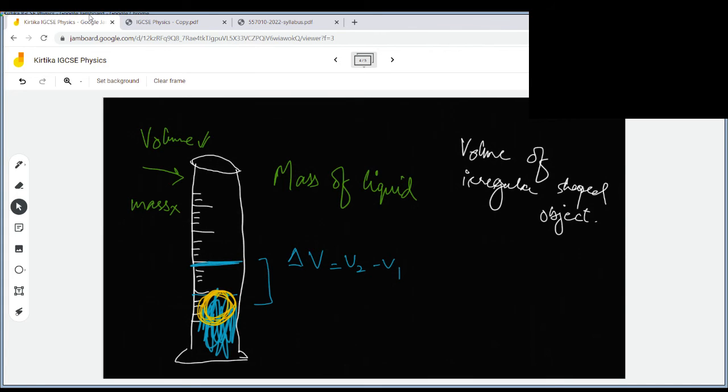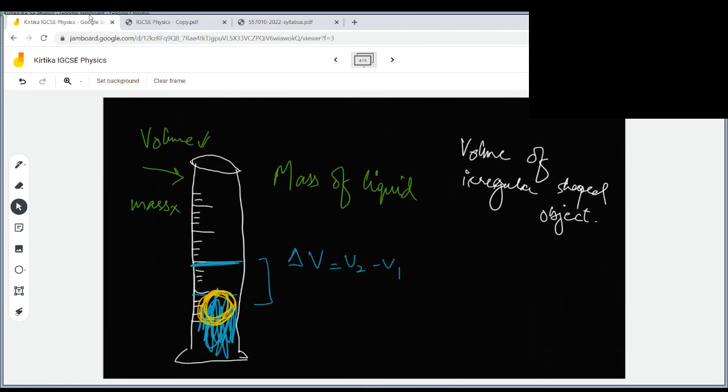How do I place a liquid on top of a balance? So you can't. If I pour water on top of a balance, will it stay over there, or will it just splash all over? It will splash all over. So how do I find the mass of liquid then? By not putting the water in.